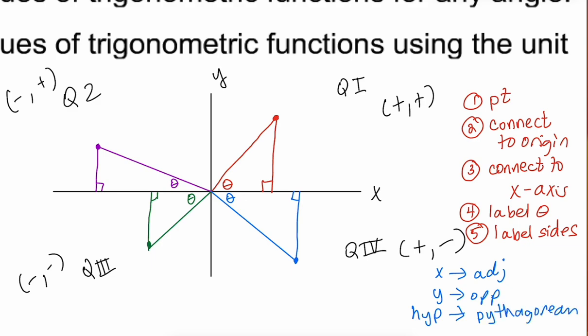Okay, so if you can see what we just did there, this lesson should be very nice for you. Okay, so we're going to find the point. We are going to connect it to the origin. We're going to connect it to the x-axis. We're going to label the right angle and label our theta, and then label the sides.